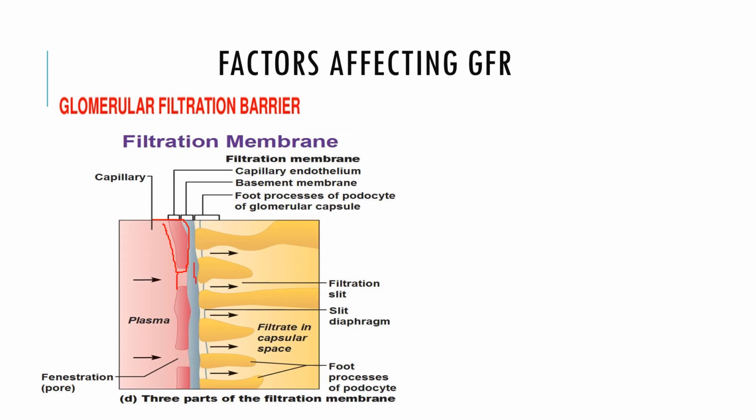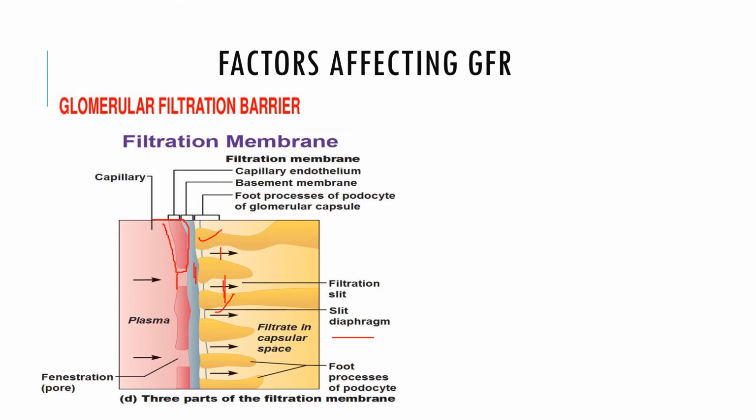Then we have the glomerular basement membrane, and then we have the Bowman's capsule epithelium, which has very specialized cells, that is the podocytes. These are the foot processes of the podocytes, and the gap in between is known as the fenestration or filtration slit. The diameter of this filtration slit is around 25 nanometer. They will be covered by a diaphragm known as the slit diaphragm.